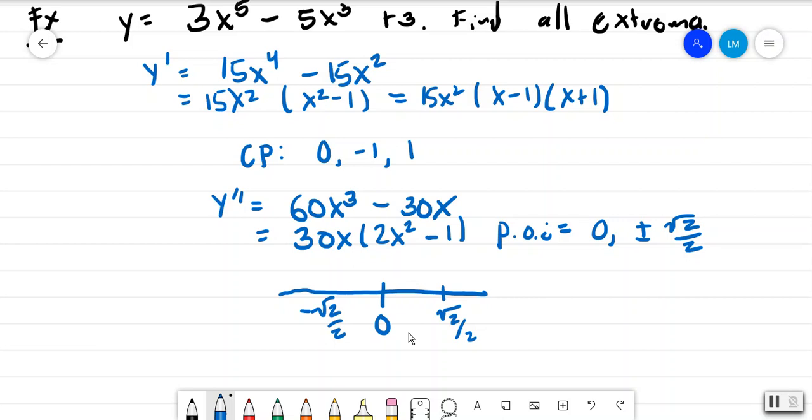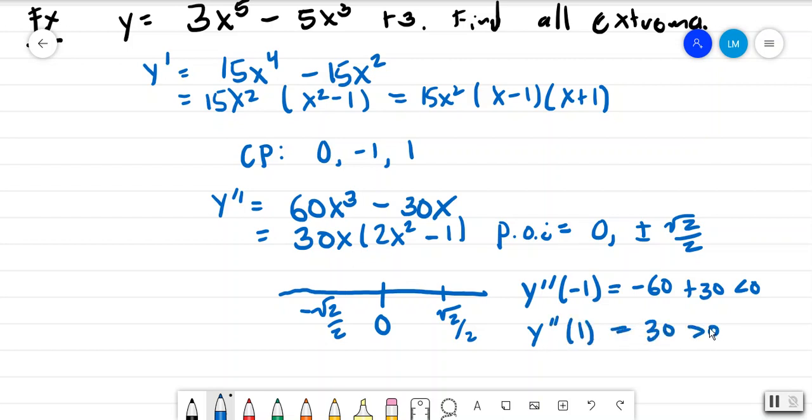So for example, if we plug in negative 1, we have y prime of negative 1. Well, that's going to be negative 60 plus 30, which is actually less than 0. If I plug in 1, that's going to be 30, which is greater than 0. So I have that 1 is a min.